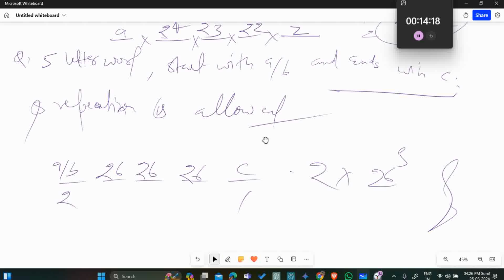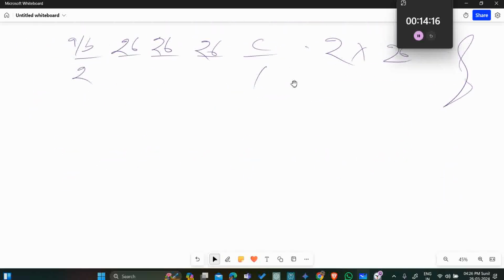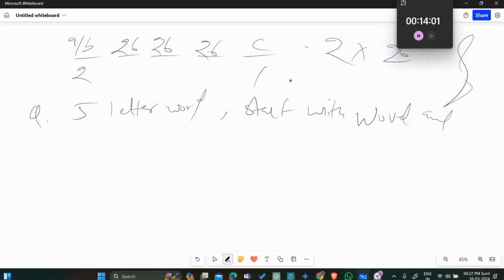Right. Next question is: 5-letter words which start with a vowel and end with G.